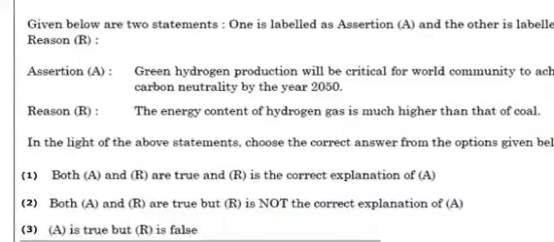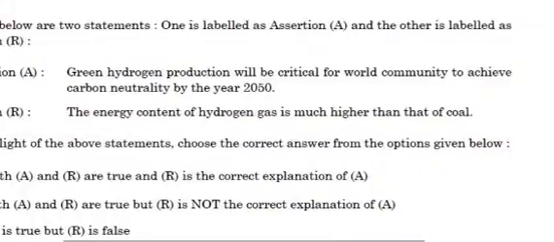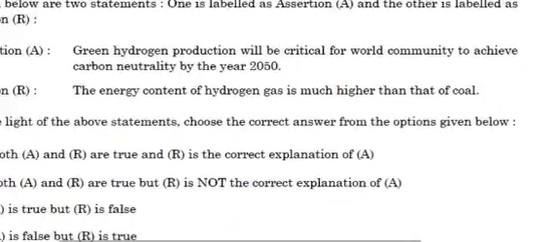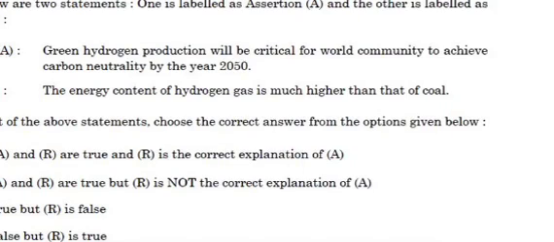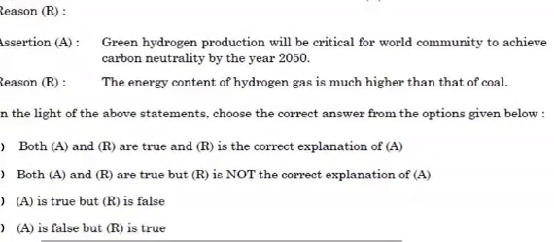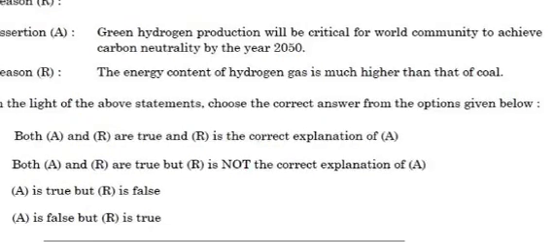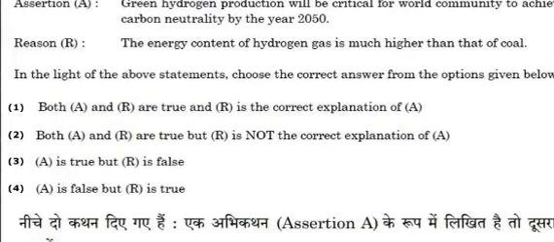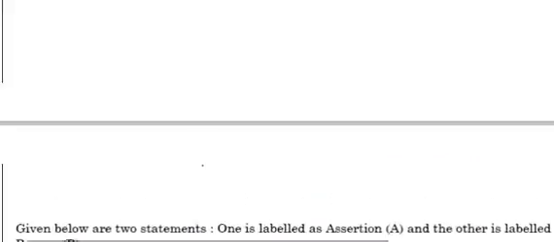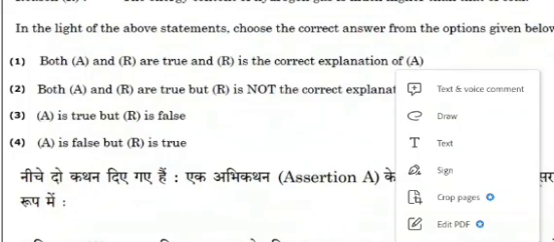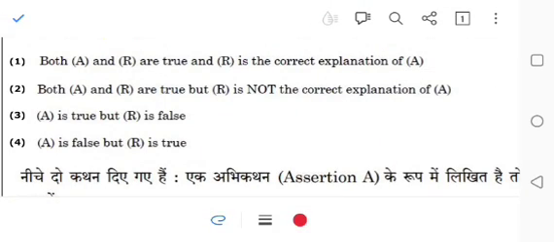Then next, given below are two statements. One is labeled as assertion and the other is labeled as reason. Assertion A says green hydrogen production will be critical for the world community to achieve carbon neutrality by the year 2050. Reason R says the energy content of hydrogen gas is much higher than that of coal. So these are the options. Number 39, the correct answer will be number B: both assertion and reason are true, but reason is not the correct explanation of assertion.